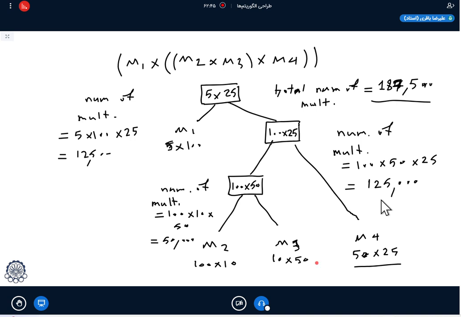In the next slide, we consider the other parentheses. For the other parentheses, we also compute the number of multiplications, and we get this one. Is it clear?